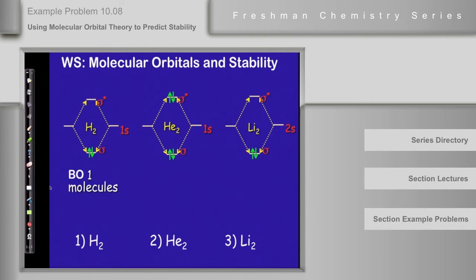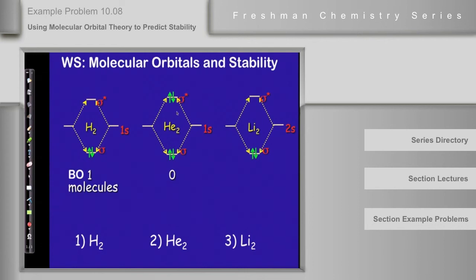If we look at He2, there are 2 electrons in the sigma bonding molecular orbital, and there are 2 electrons in the sigma antibonding molecular orbital. So the bond order will be 1/2 of 2 minus 2, or 1/2 of 0, and that'll just be 0. So He2 has a 0 bond order.